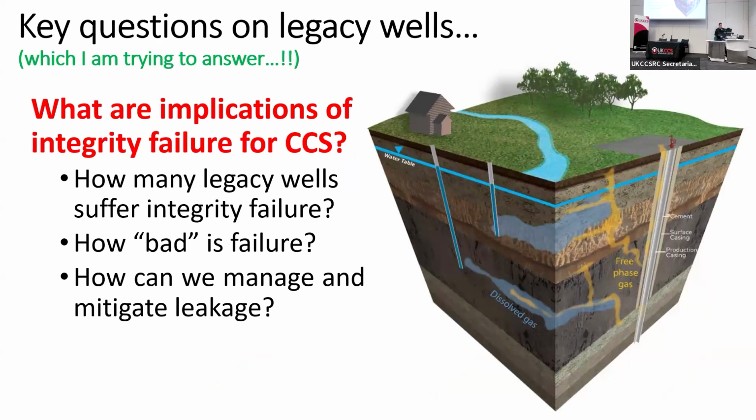Key questions that I'm trying to look at, and lots of my colleagues are trying to understand, around legacy wells. The big one at the moment is what the implications of integrity failure of legacy wells are for CCS. And within that overarching question, there are a few sub-questions. How many legacy wells suffer integrity failure? How bad is that failure when failure occurs? Is it large levels of leakage? What kind of volumes and magnitudes are we talking about? And then, of course, we need to manage and mitigate that issue rather than just bury our heads in the sand or run around with our heads on fire. So what can we actually do about this to minimize the risks to CCS containment?